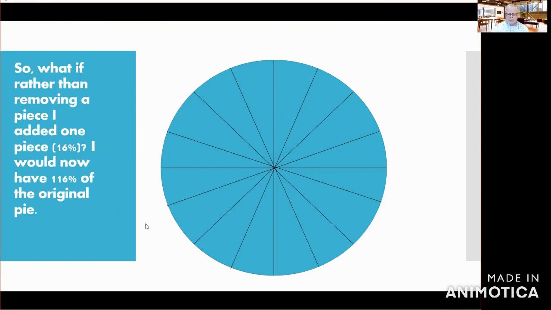So we're going to add something now. What happens if I have 116%? So I have one more piece of pie. I have the whole pie, plus I have one more piece at 16%. I would then have 100 plus 16, 116%.